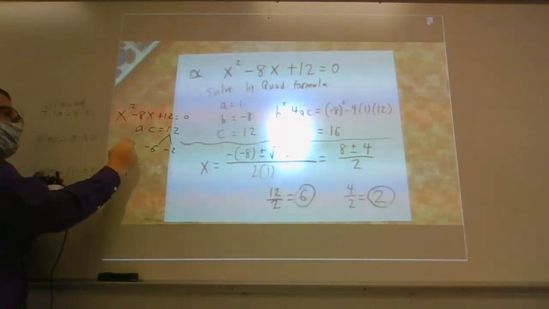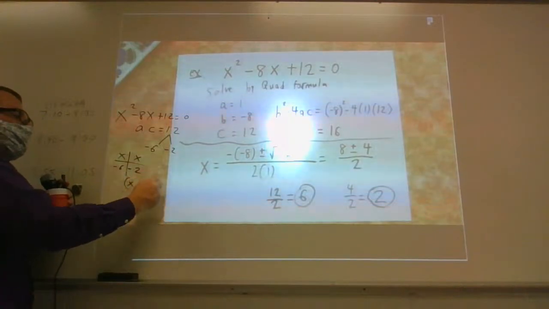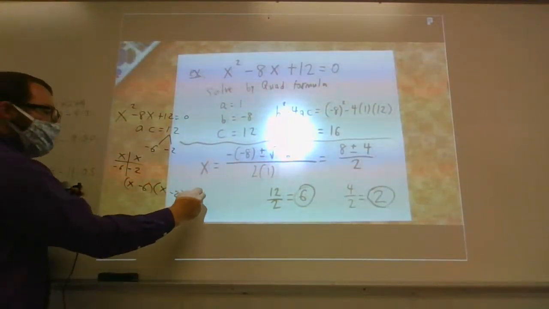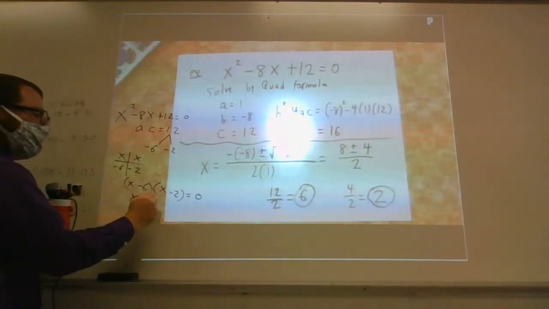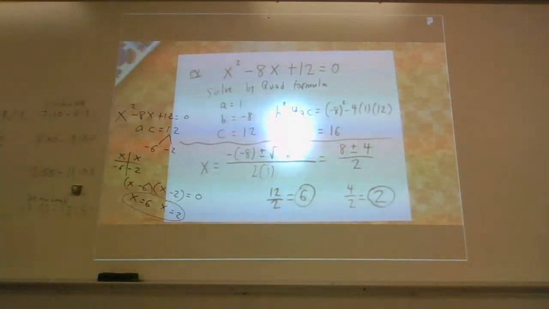I don't really have to do a t-chart, but I'm just going to do this anyway for the fun of it. X minus 6, x minus 2 equals 0, which results in answers of positive 6 and positive 2, which are the same answers we got over there. It does the same thing.